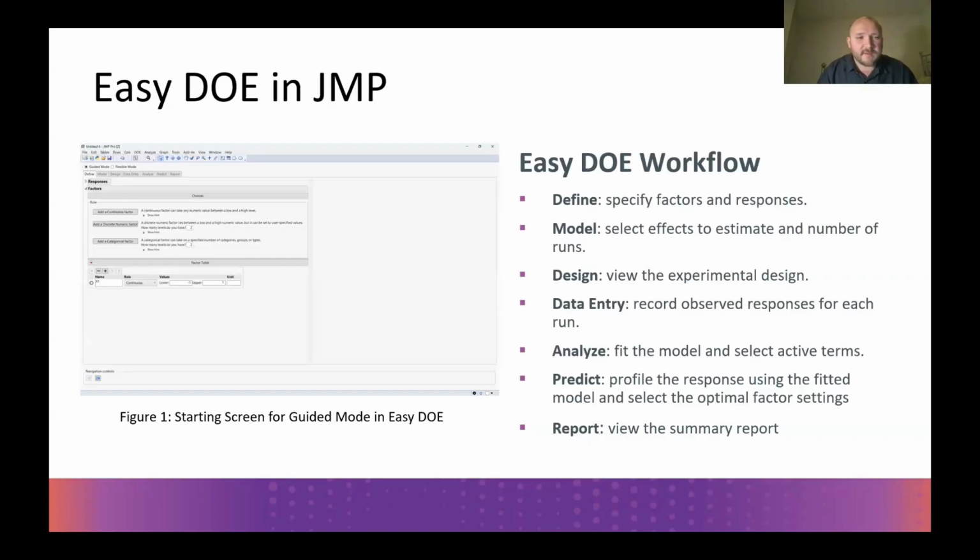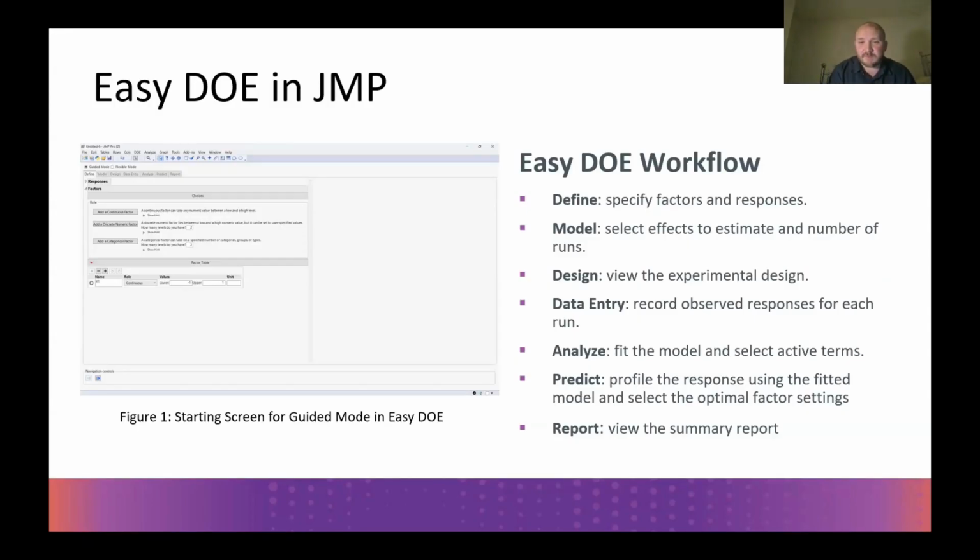As some of you may know, there is a program within JMP called EasyDOE, and this program is used for guiding people through the entire process of designing and analyzing an experiment. This EasyDOE workflow has a couple different components. The experimenter starts off with defining the factors and the responses that they're interested in. After that, they select the model that they want to use to analyze the data that they're going to collect.